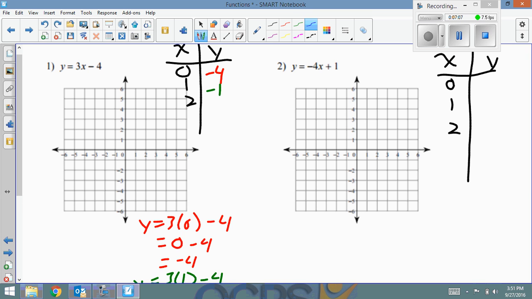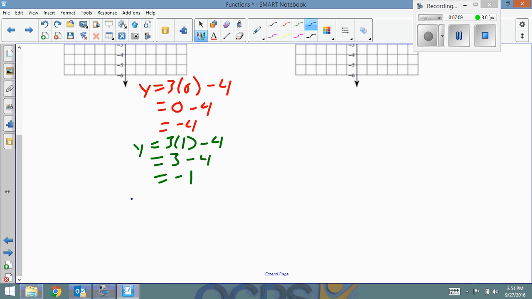And then the last one is when x is 2. 3 times 2 is 6. 6 minus 4 is 2. So that last one is when y is 2.